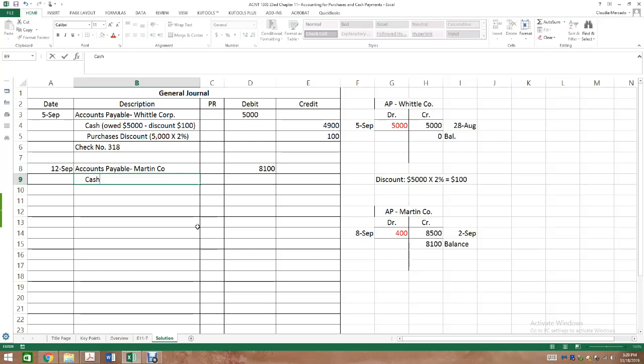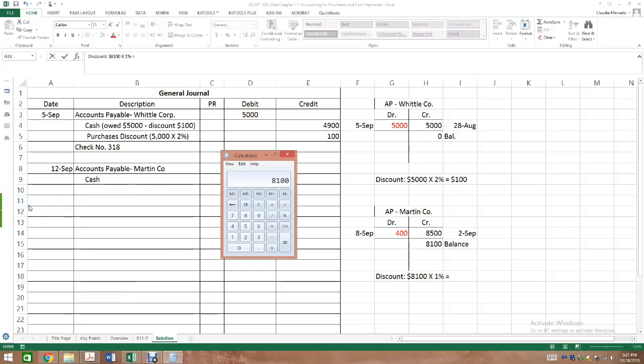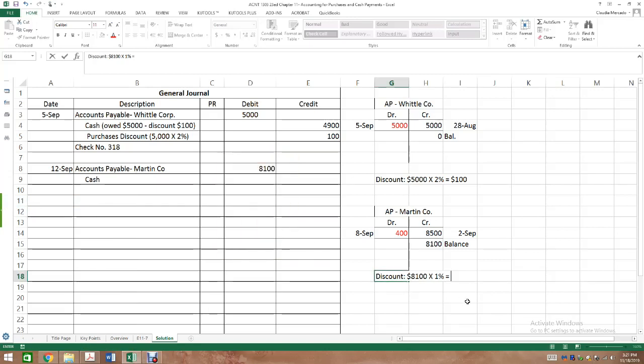Okay. So I need to figure out my discounts so I can figure out how much cash I'm going to pay. My discount is going to be the $8,100 times 1%. Let me get my calculator out. 8,100 times 1%. That means I'm going to get a discount of $81.